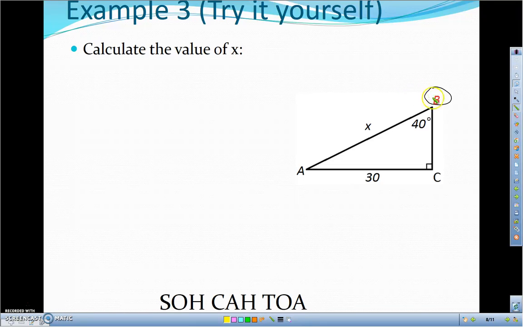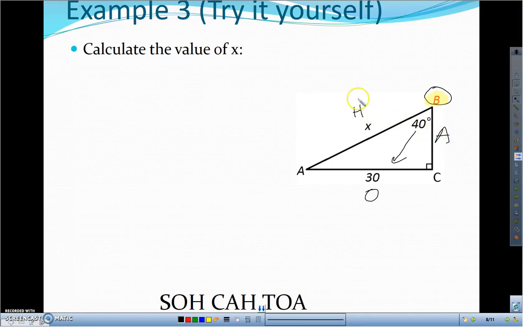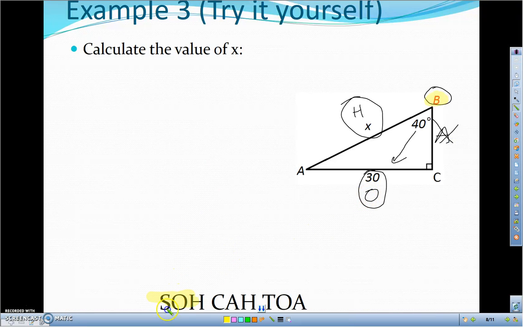So based on angle B here, we're going to label our triangle, O, A, and H. This is the opposite side. Across from the right angle is the hypotenuse, and beside it is the adjacent side. I'm going to circle my pairs. I'm going to get rid of the one that I don't care about, so it's O and H. I look down at my SOHCAHTOA, which is on my paper, and I'm using sine.